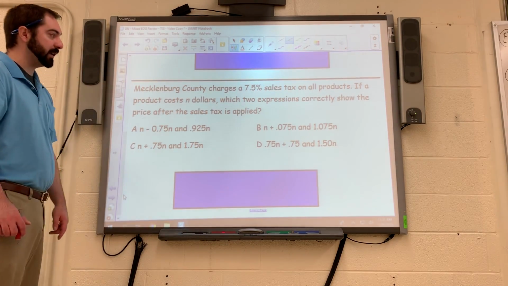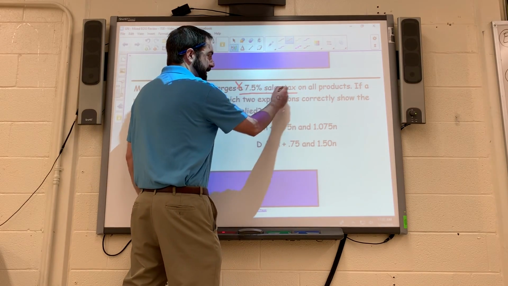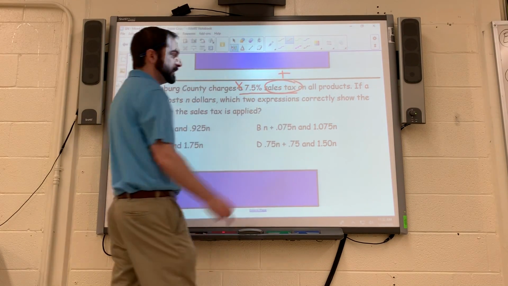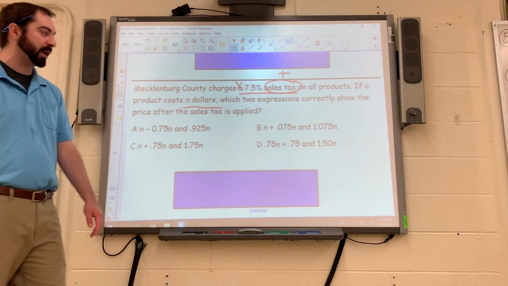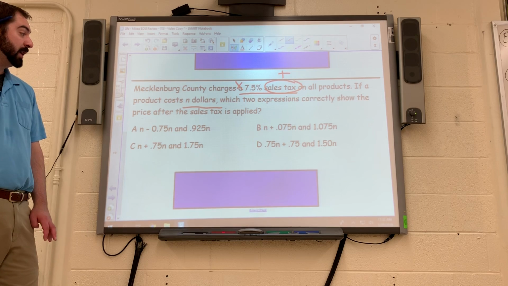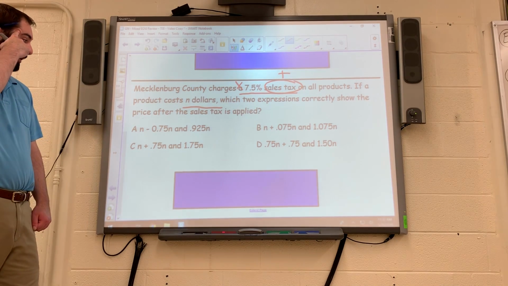Second one, Mecklenburg County charges 7.5% sales tax. I'm going to stop right there. Again, I know I'm multiplying by 7.5%, and I know sales tax is an additional fee. If a product costs n dollars, there's my original price. Which 2 expressions correctly show the price after the sales tax is applied? Well, first thing, I know I'm adding something to it. So I can look at my answer choices.